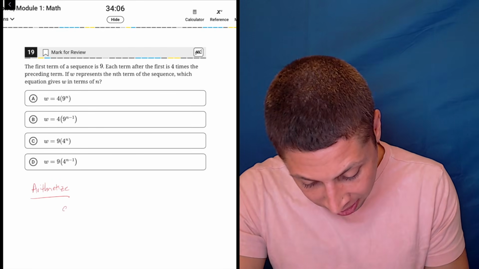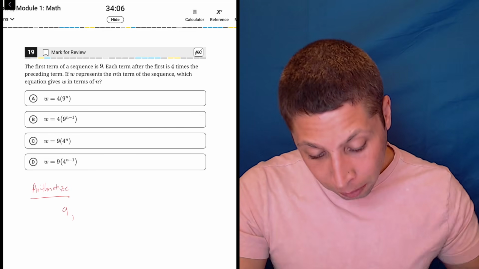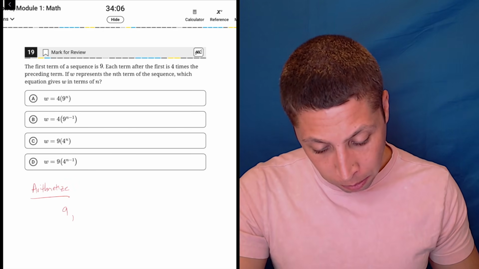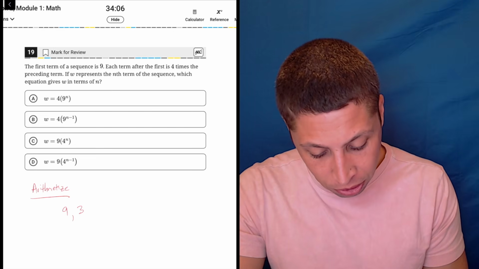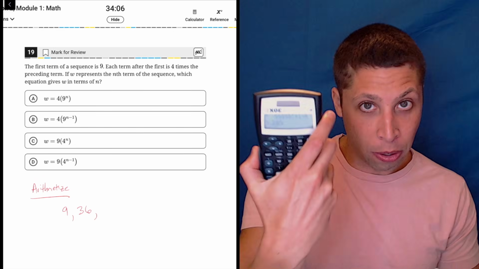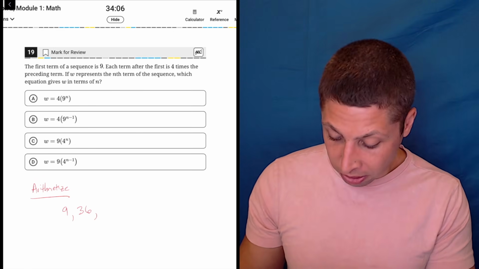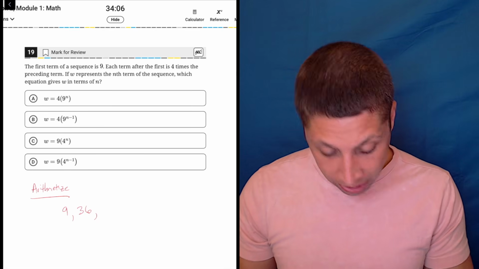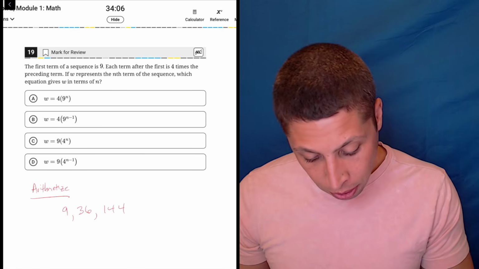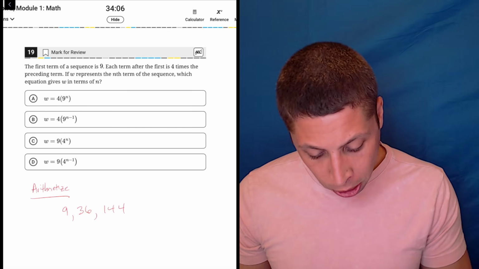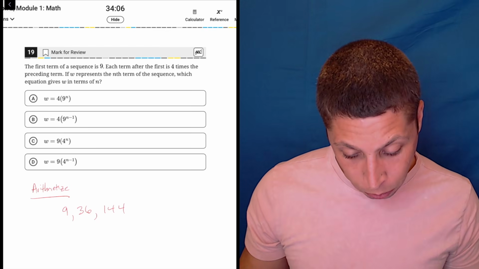The first term in a sequence is 9. Each term after is 4 times the preceding term. So the next term is 4 times 9, which is 36. And then using my normal calculator, I can do 4 times 36 to get 144. So the first 3 terms are 9, 36, and 144.